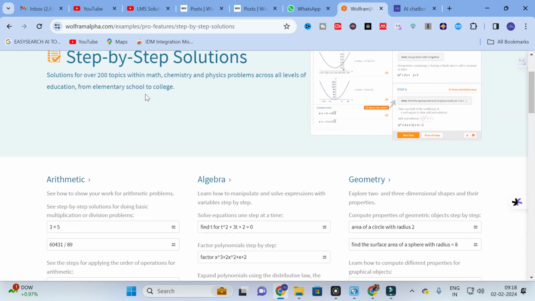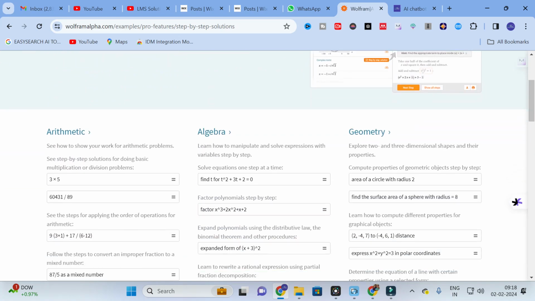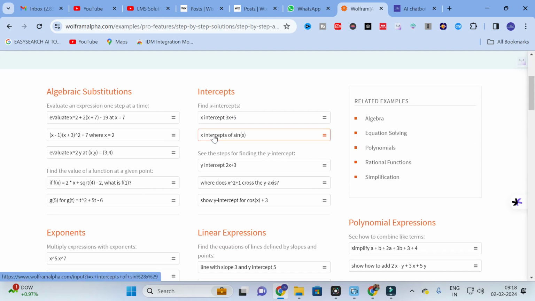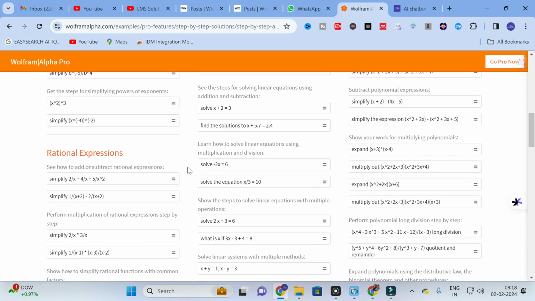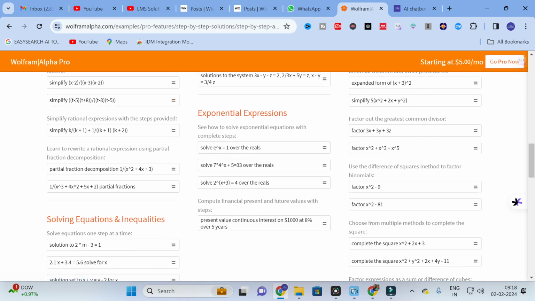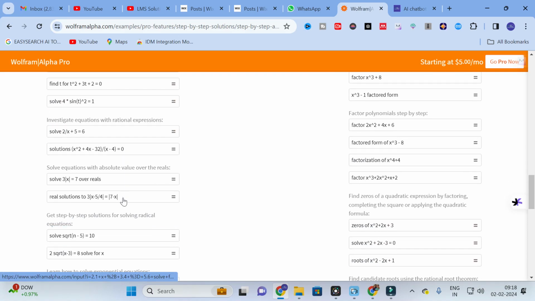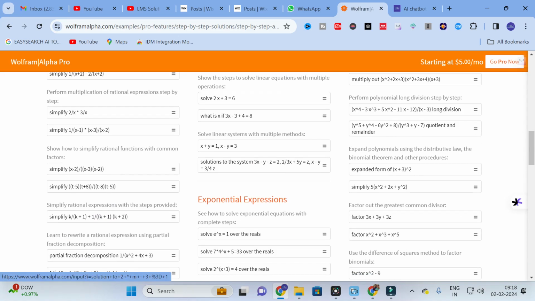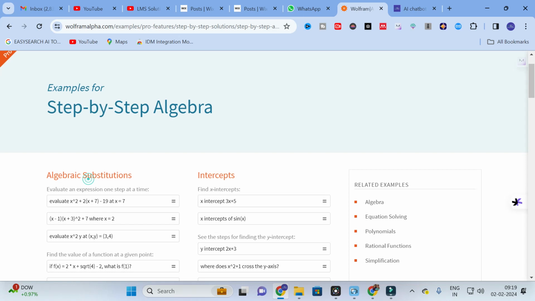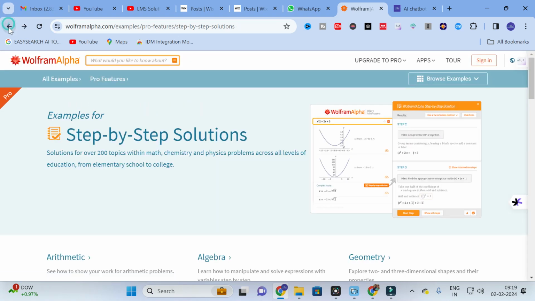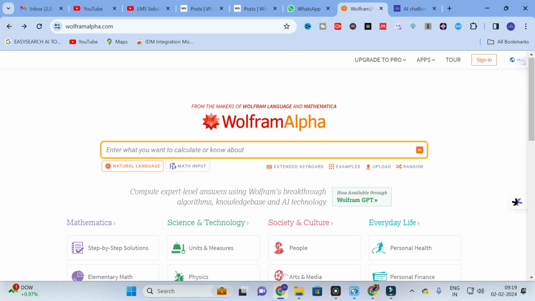Here you can see step by step solution. For example, algebra. So if you want to find t square plus 3t plus 2, this is the equation. So just click on this algebra. So in this algebra you will be having algebraic substitutions, intercepts, exponents, linear expressions, rational expressions, exponential expressions, solving equalities and inequalities. So like that all the things related with algebra will be generated. So for example, just you can click anything you want. So you can evaluate expression. These are the step by step procedure. So in order to access this, you have to go for pro plan.